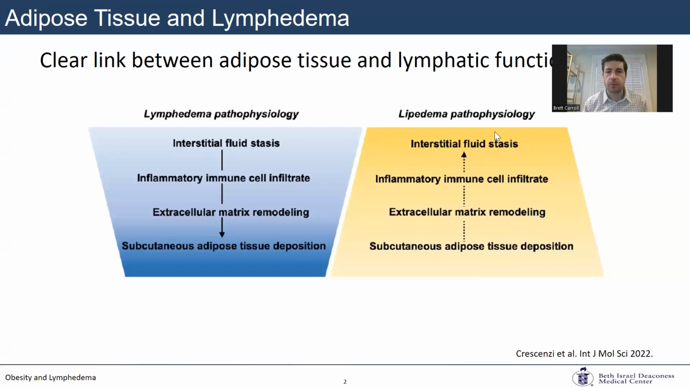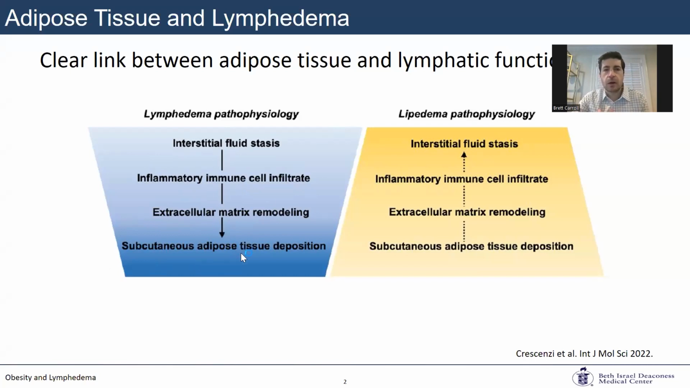So just to start, we know there's a clear link between adipose tissue and lymphatic function. This is a nice slide that looks at the different pathophysiology of lymphedema versus lipedema. Again, two very different processes, but I like this slide because it shows the difference between the two. With lymphedema, it really starts with that accumulation of interstitial fluid, that lymphatic fluid that leads to an inflammatory immune response, the deposition of extracellular matrix remodeling, fibrosis, and eventually subcutaneous adipose deposition.